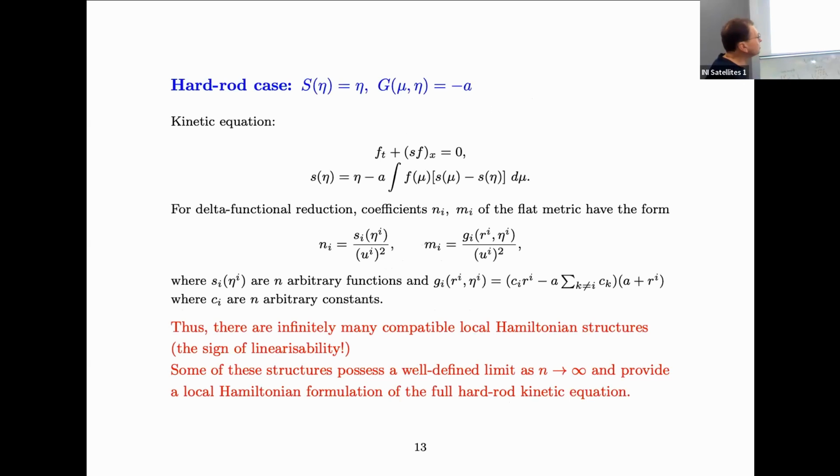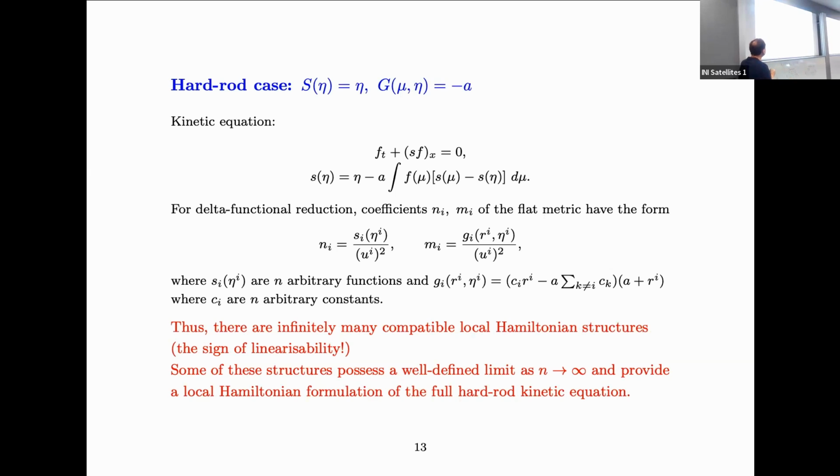Then the hard rod case. In the hard rod case, S of eta is just eta. The two soliton kernel is this, and the kinetic equation takes this form. The delta functional reductions are Hamiltonian, and the coefficients n_i and m_i are given by this formula, where s's are arbitrary functions, and g's are given by this explicit formula, where c_i's are extra arbitrary constants.